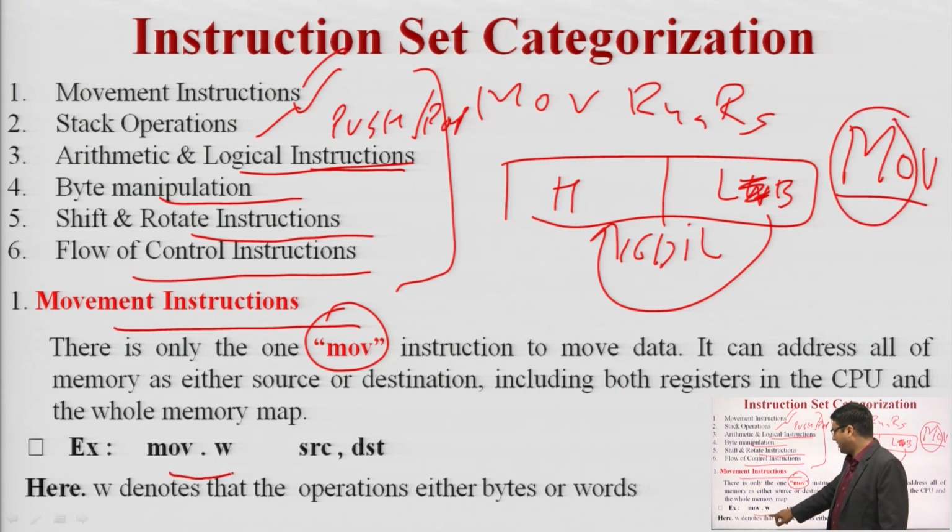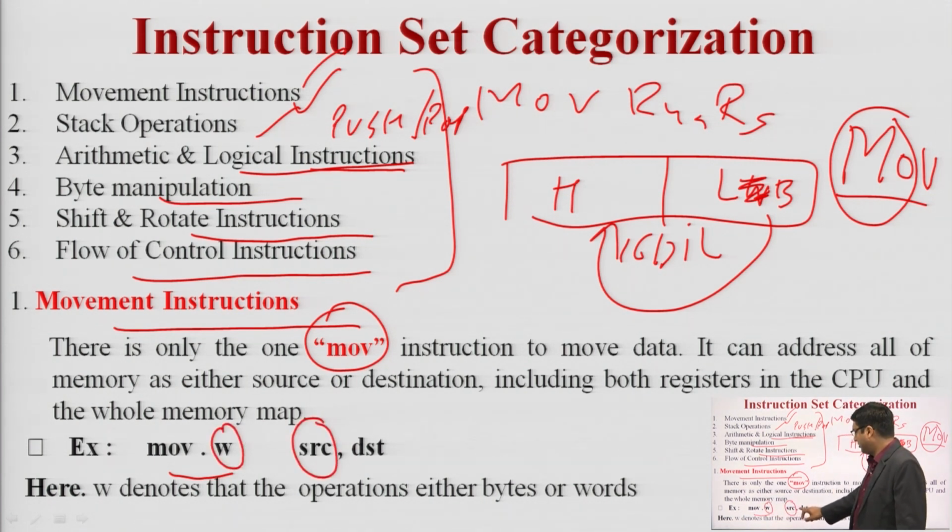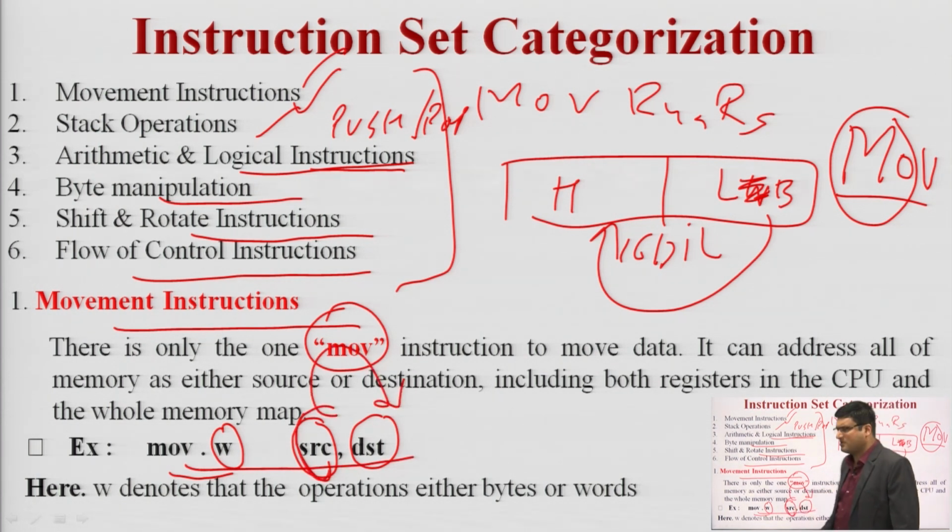For example, MOV.W. .W means word access. We are moving the contents from the source. To the left of the comma there is the source operand, and on the right side there is the destination. So we are moving the contents from the source operand to the destination operand. .W means word access.